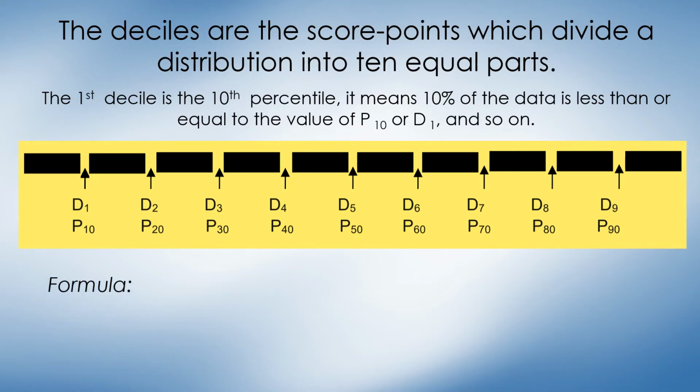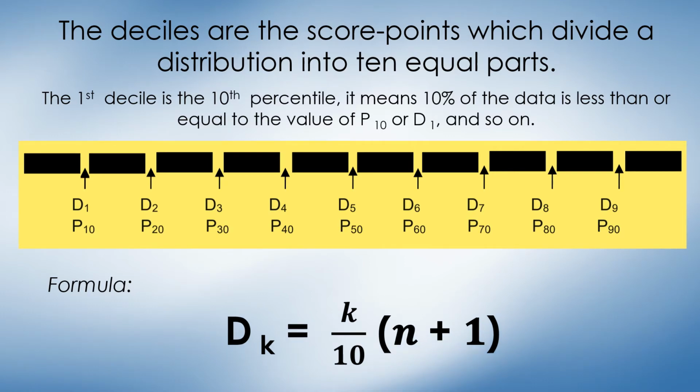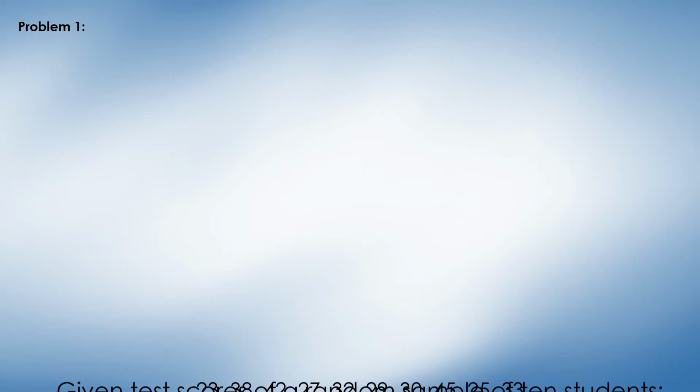And the formula for decile, we have here D sub k is equal to k over 10 multiplied by the sum of n and 1. Let us use our given formula in our examples. Let's start with problem number 1.